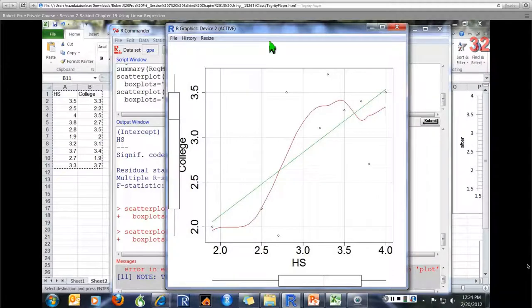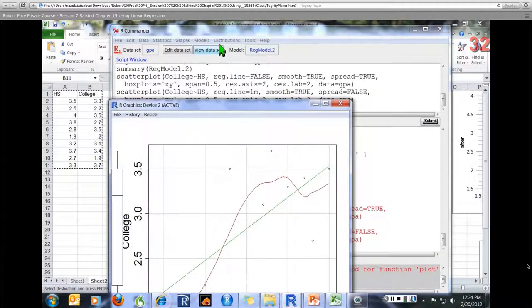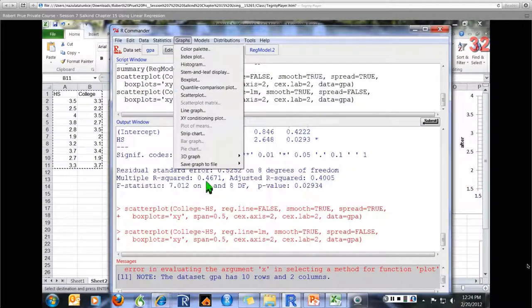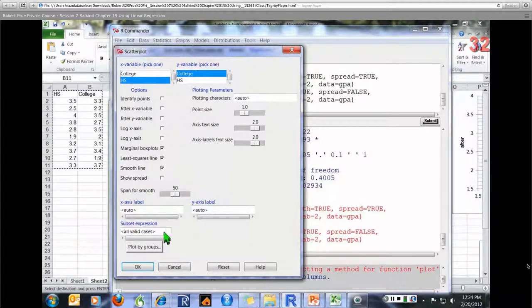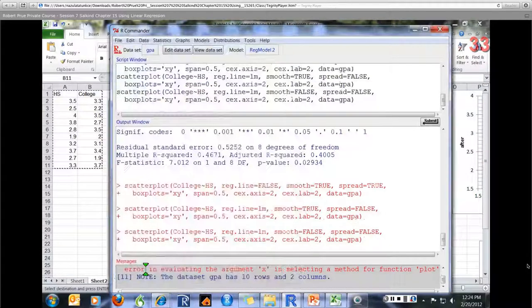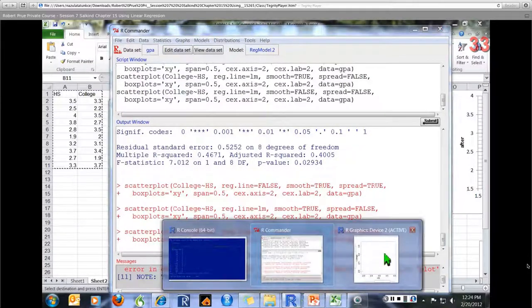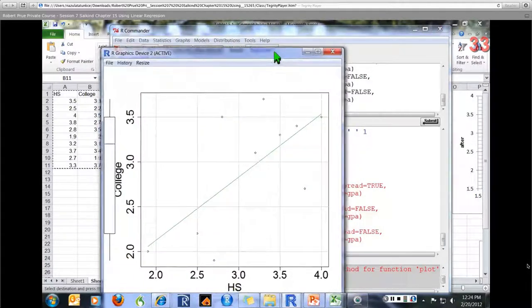So yeah, I still didn't like that one. So let's try it one more time. Scatter plot. Click OK. And look at it this time. So there's my simple little regression line there. So, done in R. Happened really quick. This is all customizable. I'll be talking more about R later on.